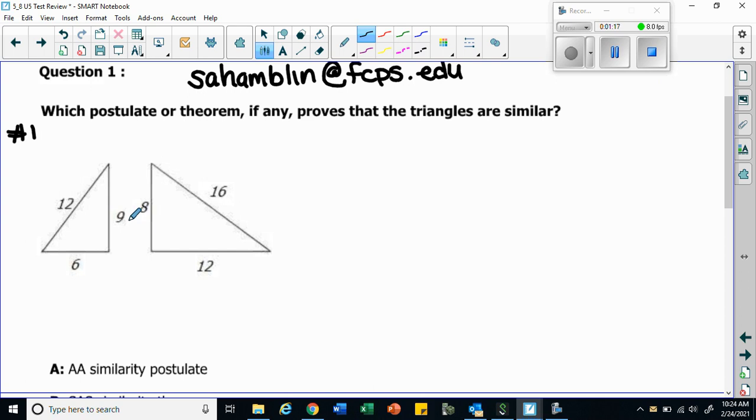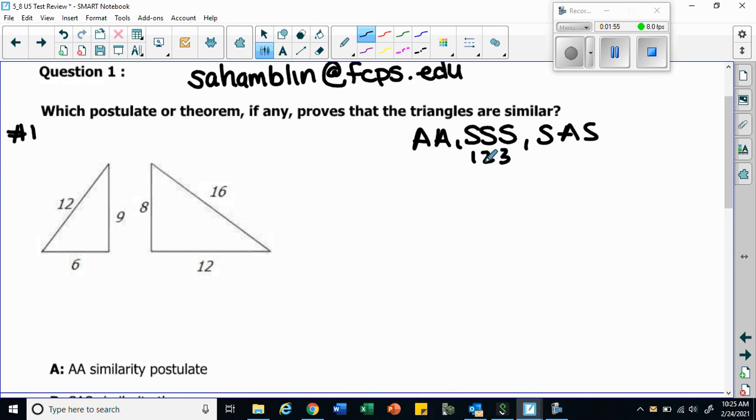So we're going to go ahead and get started on this review. Question number one reads, what postulate or theorem, if any, proves that the triangles are similar? Remember, there are three ways that we're trying to prove these triangles similar: angle, angle, side, side, side, or side, angle, side. When we see three sides of a triangle, 1, 2, 3, that means we're going for side, side, side. It doesn't mean that just because there are three sides, they're for sure similar. It means this is what we're going to be trying to prove.